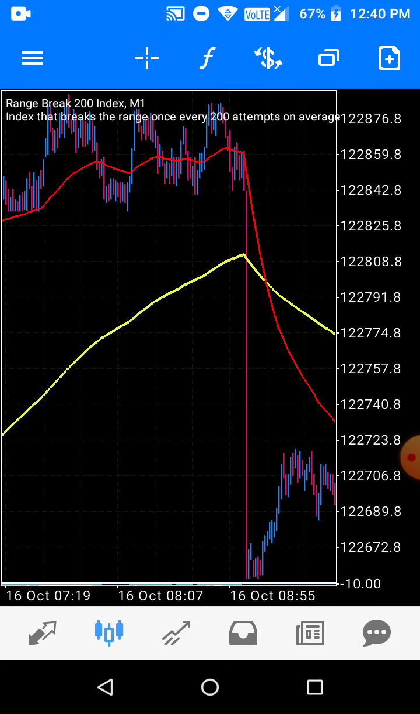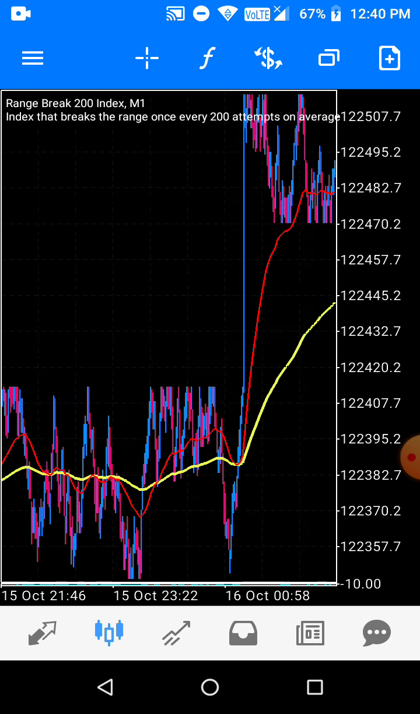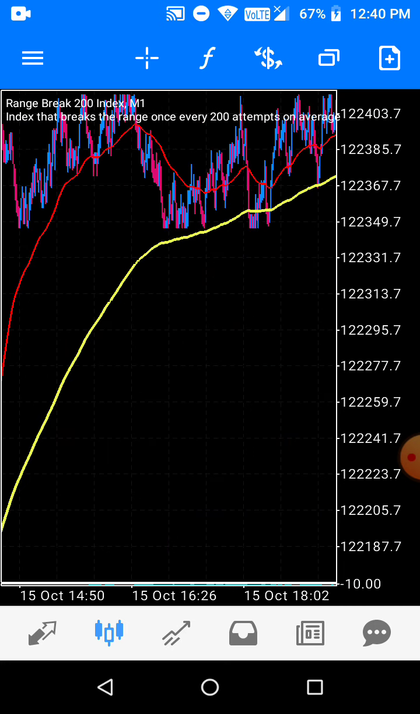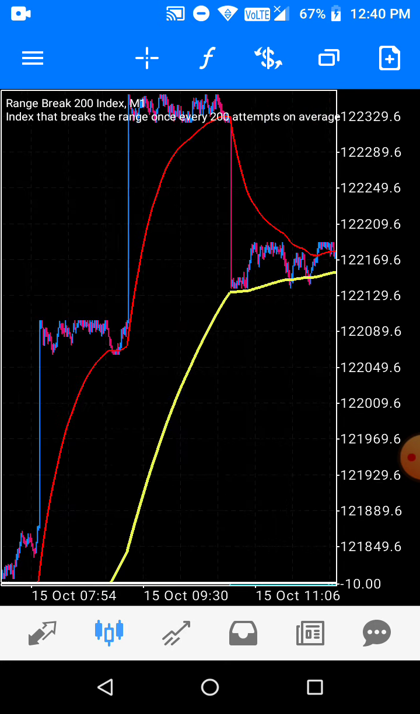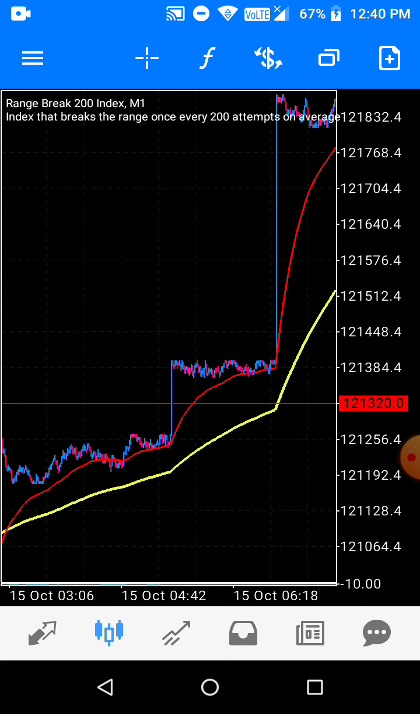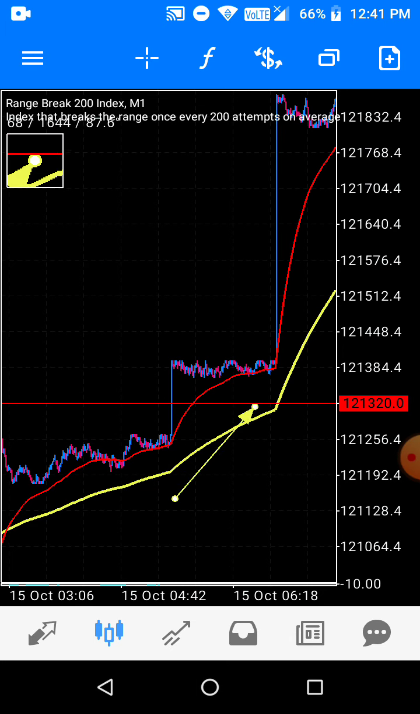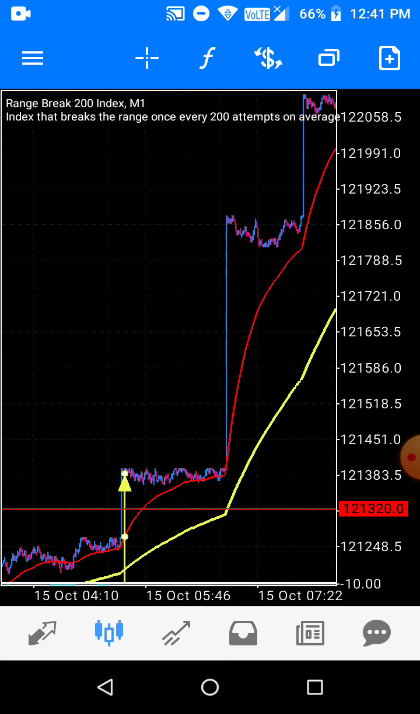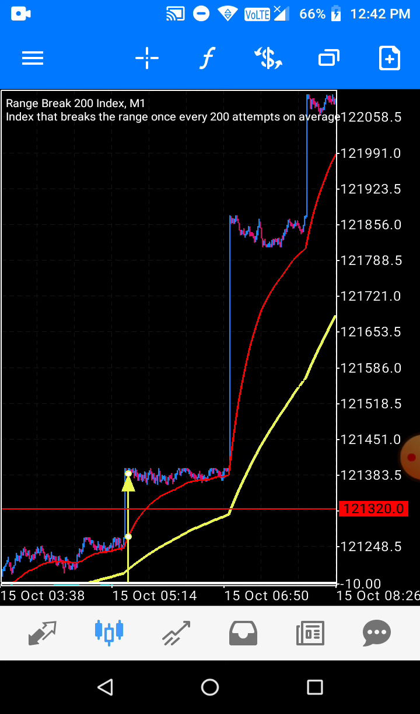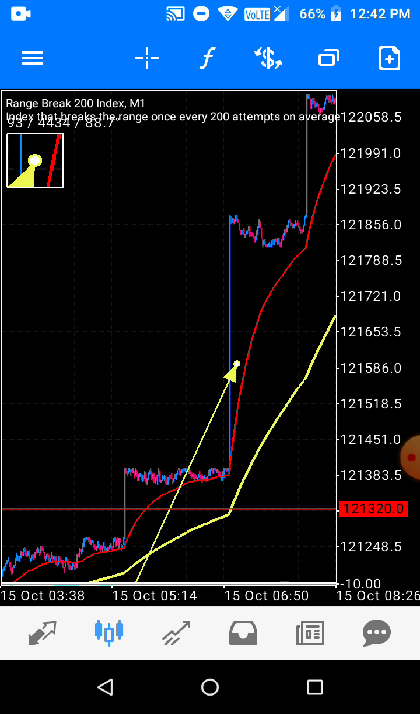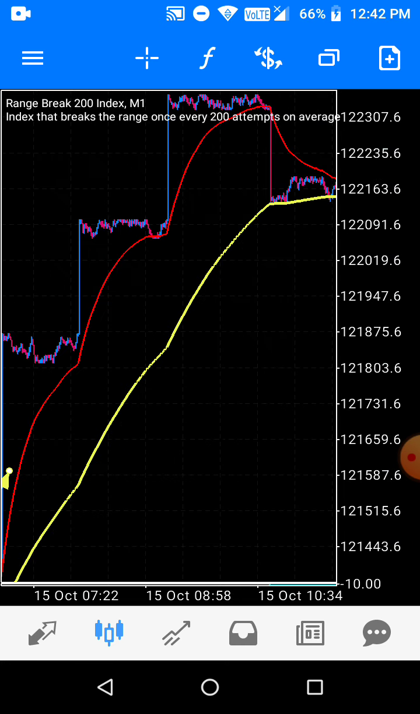Let's see what I meant by these pullbacks. As you can see here, we had a series of spikes. This is where the trend was broken. So once the market has broken this horizontal line over here, obviously a series of spikes will follow, as you can see. So once you get 3 continuous spikes, be sure of a pullback.